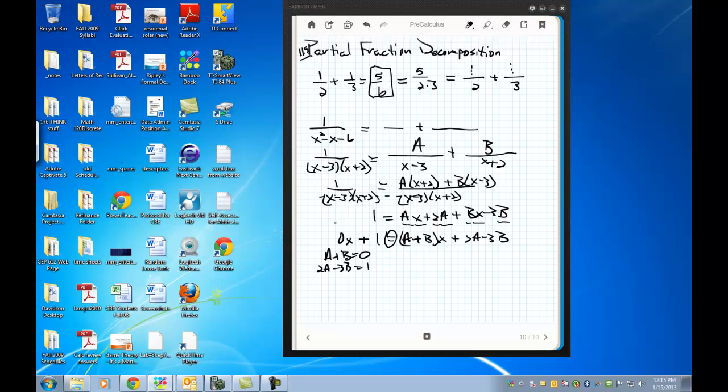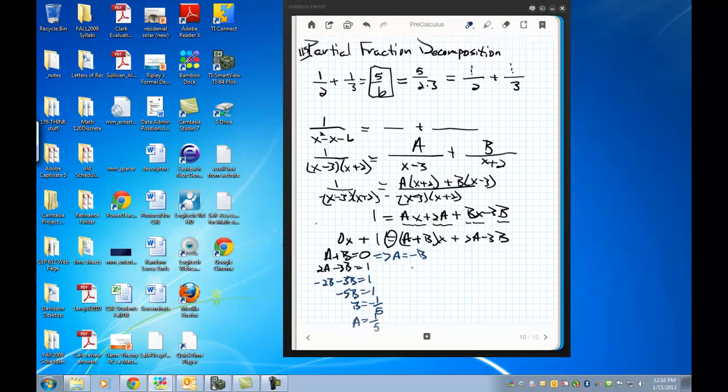Now this is actually pretty simple. Let's change colors just so we know that we're in algebra mode. So this implies that a equals negative b. So wherever I see an a, stick a negative b. So I get negative 2b minus 3b equals 1. So negative 5b equals 1. So b equals negative 1/5, which implies that a equals 1/5.